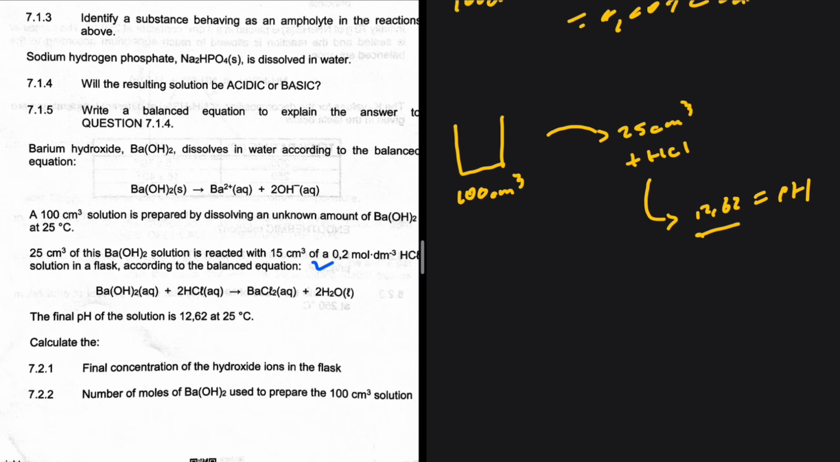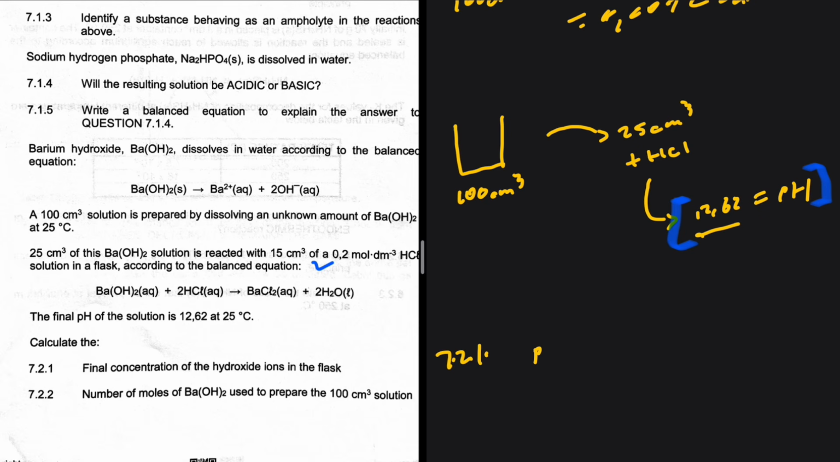Okay, so 7.2.1, calculate the final concentration of the hydroxide ions in the flask. So the question is saying, let's calculate how much OH⁻ we have at this point in the excess base. We are looking for the concentration of OH⁻ in the excess base. Okay, so 7.2.1, let us do that.